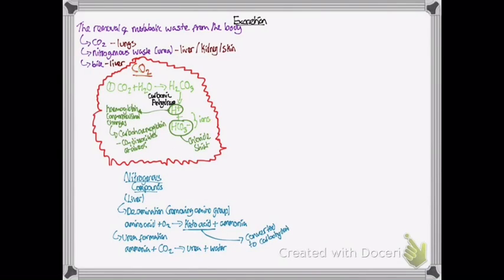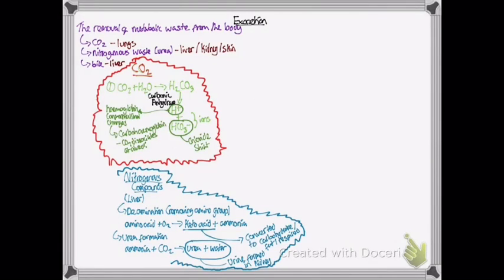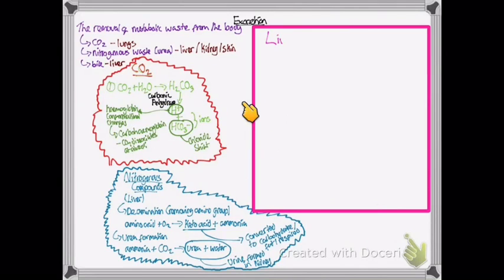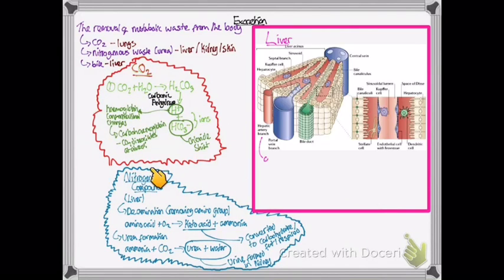And as you'll find out later, urea is then taken out of the blood in the kidneys and then excreted from the body. Okay, so they're the two ones the textbook wants you to know about in a fair amount of detail. Bile, less detail, but we will look at it when we look at the liver.